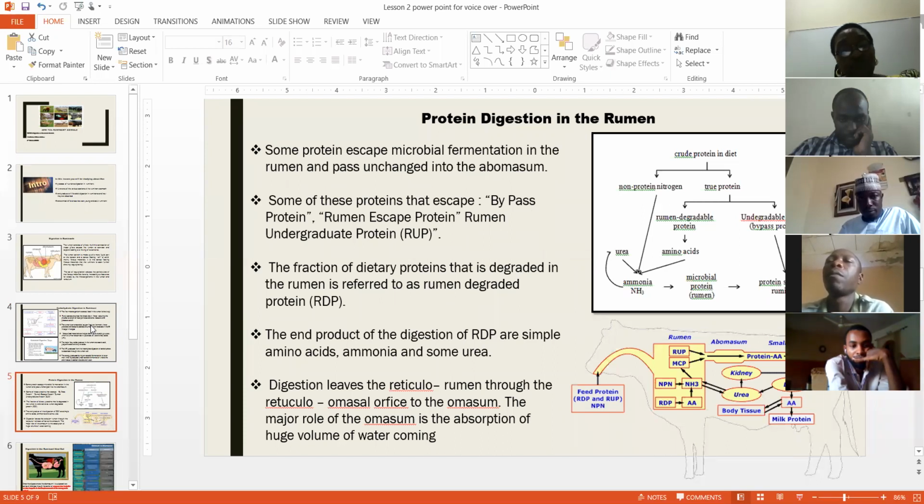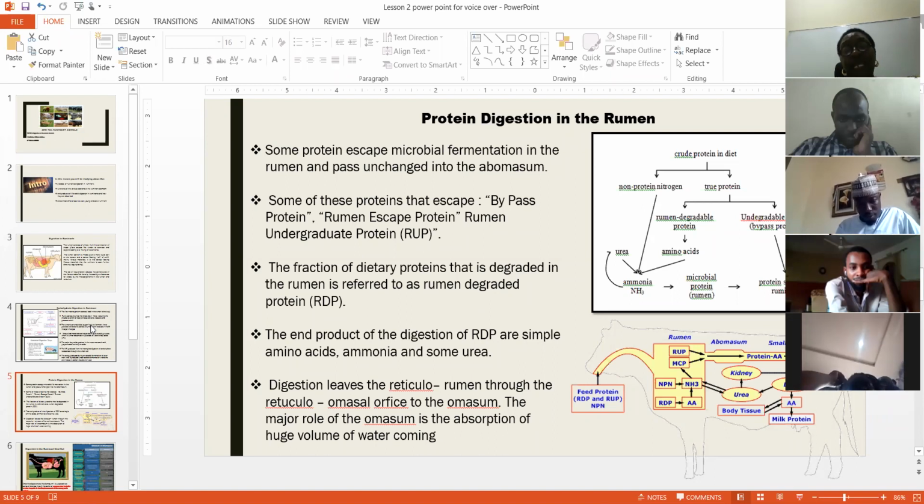Now I want you to be careful. Don't go putting urea onto your animal feed, because if the quantity is too much, it could lead to urea toxicity and the animal will die. But it is just to tell you that there are two forms of protein that ruminant animals can utilize.